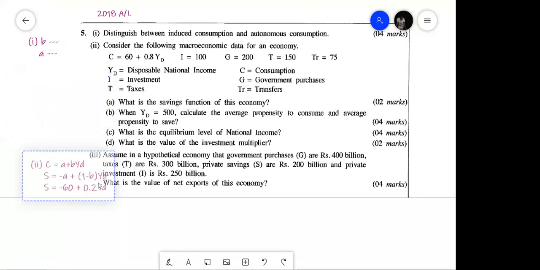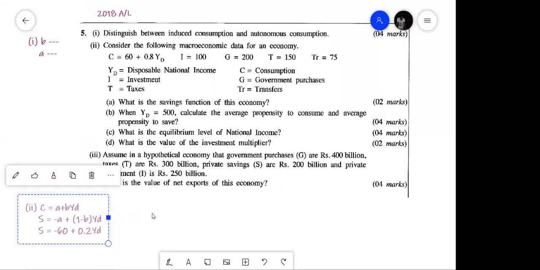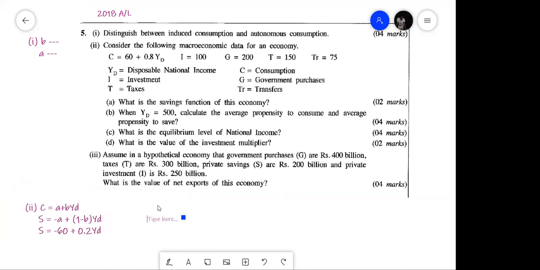Okay, when YD equals 500, calculate the average propensity to consume and average propensity to save. Again, very easy things. This is your part B, APC. How do you calculate APC? APC is equal to your consumption divided by your disposable income, the ratio between consumption and income.